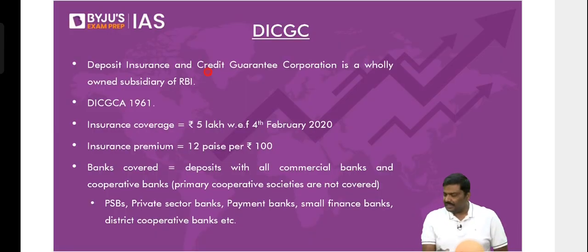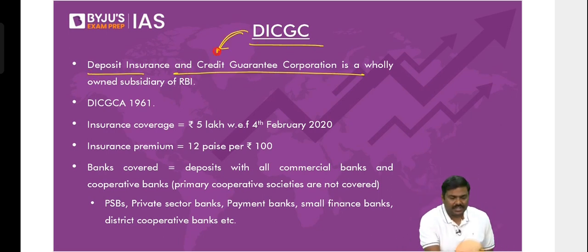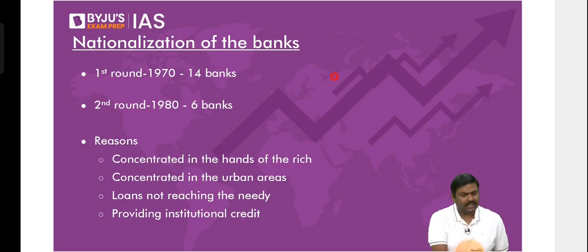Now next, DICGC. What is the long form of DICGC? Deposit Insurance and Credit Guarantee Corporation. The abbreviation is written here only. So it is completed. Last week I told you the economic capital framework will take time, and very small time was there. Done. Let me go to the next one.